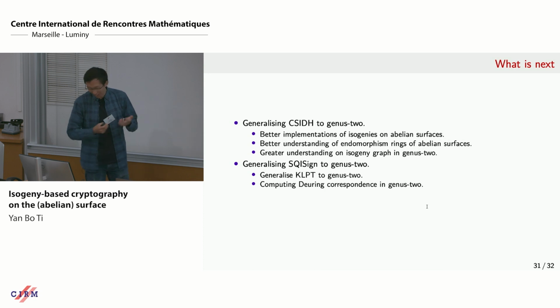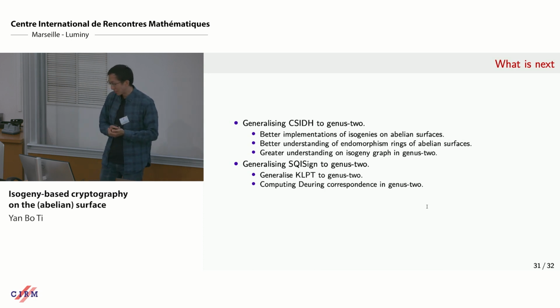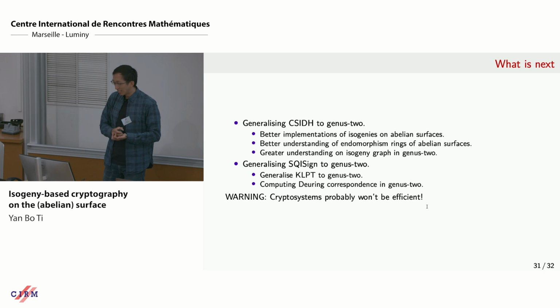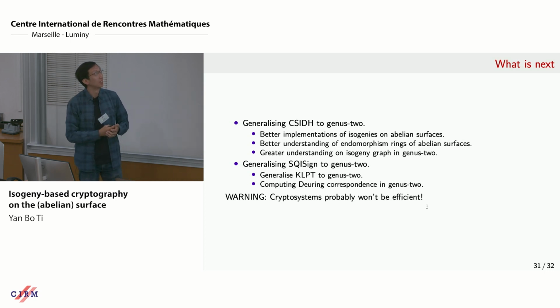And also, I like to generalize SQIsign. This is even more difficult. You need to generalize KLPT. You need to be able to compute the Deuring correspondence in genus 2. And I'm pretty sure that these crypto systems won't be efficient, but I can guarantee that they'll be very fun to do.